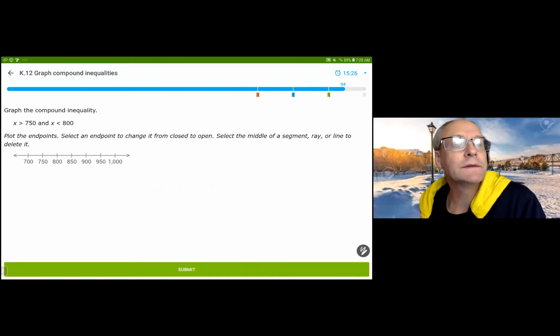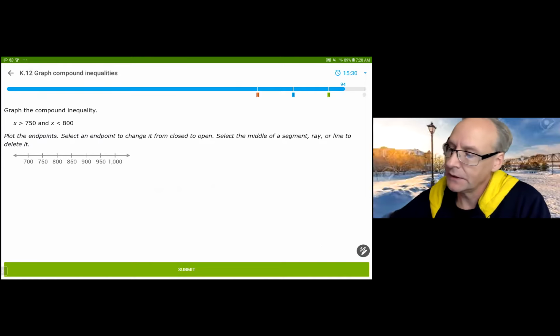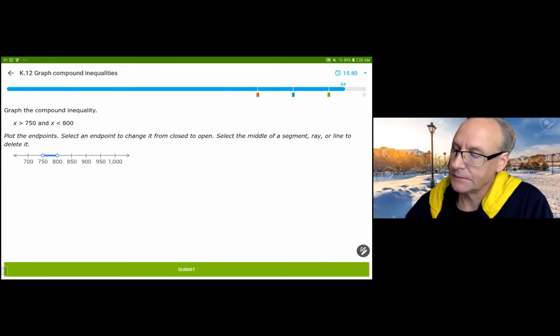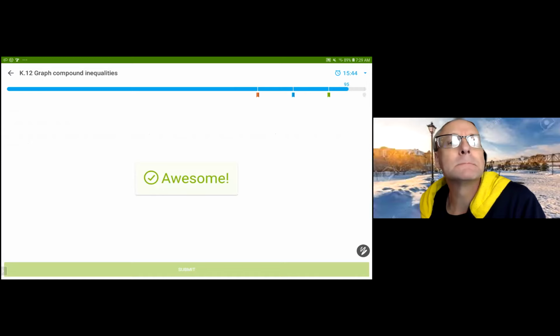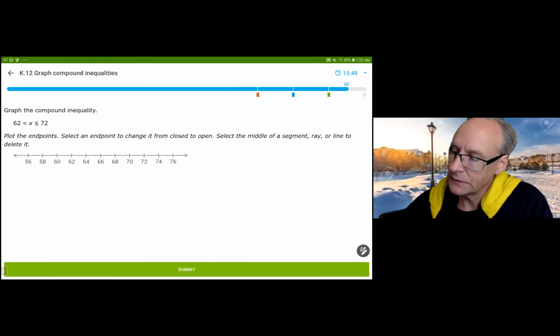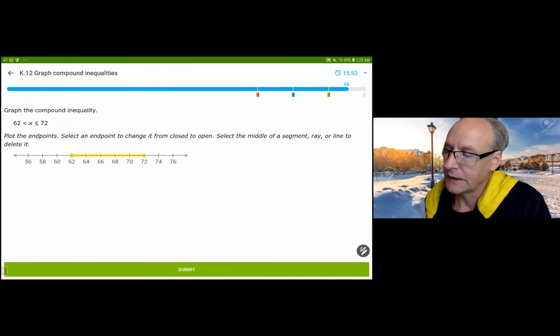Okay, so greater than 750 and less than 800. So it has to be greater than 750 and less than 800. Between 62 and 72. And can you see what the problem is? 62 is not included.